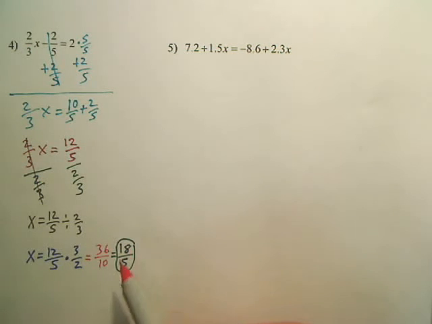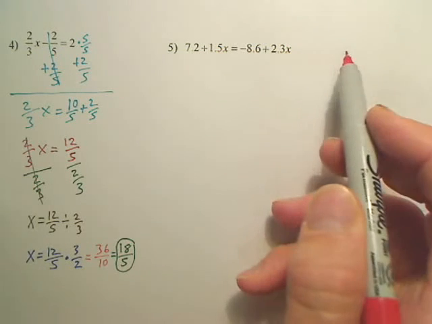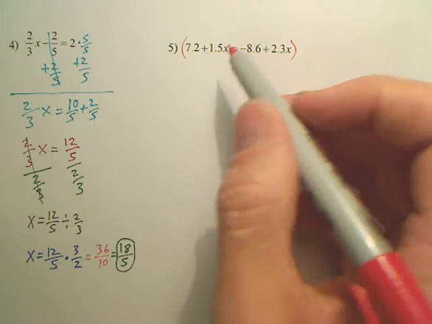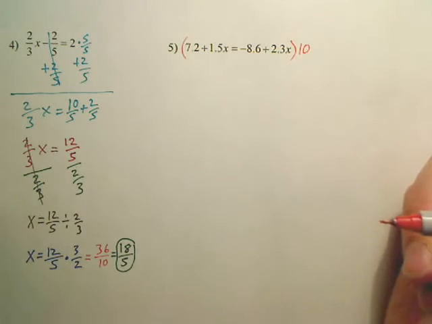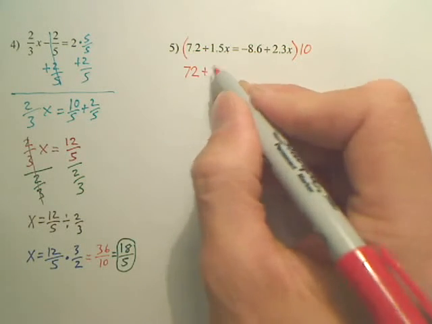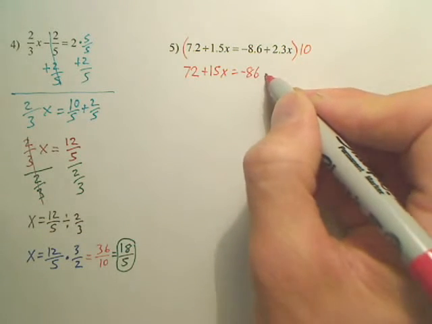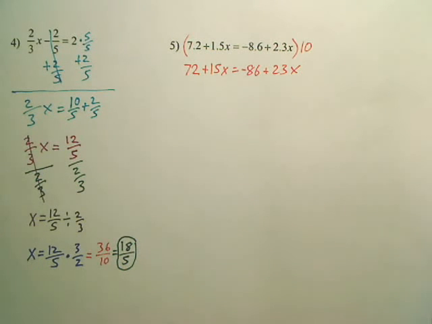All right. Now, number 5. What do we want to do to get rid of all the decimals? We multiply by something. Both sides, or if I'm multiplying both sides, can I just multiply the whole thing? And I'm going to multiply the whole thing by 10. When I multiply everything by 10, that becomes 72. That becomes 15x. That becomes negative 86. And this becomes 23x. You can multiply both sides by 10. And now, your decimals are gone. A lot easier. Try the easiest way to do decimals.